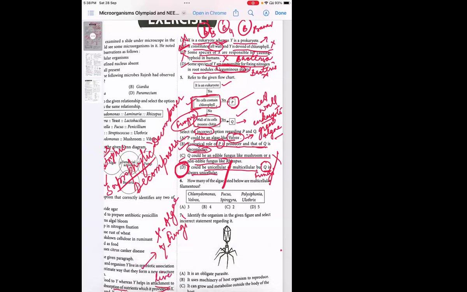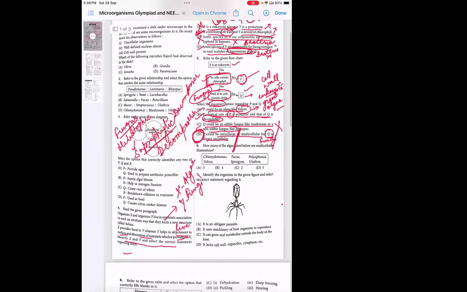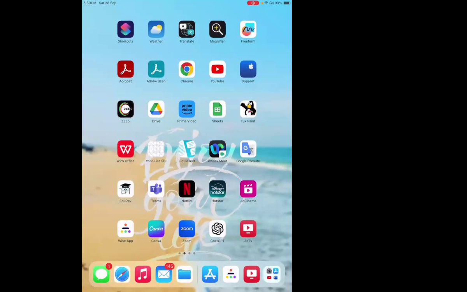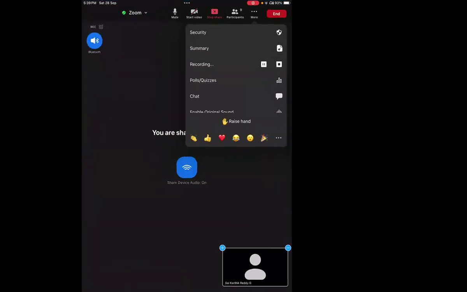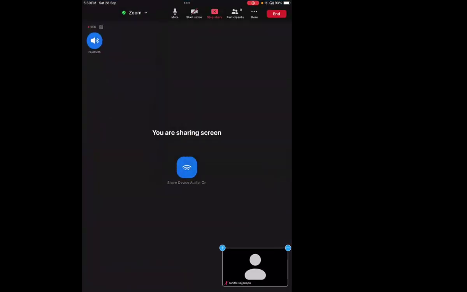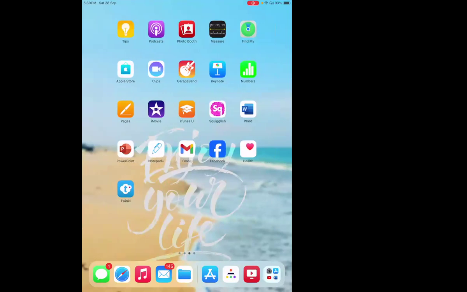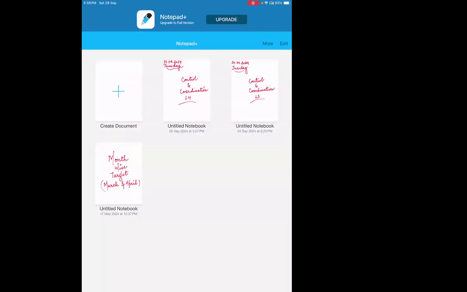Understood, children? Like this, each and every statement, one by one, you should work on, and then find out your correct answer. Clear? Yes, ma'am. Okay. Now a few things, children, you should know and we should write also. We will be writing a few words and names of microbes which are important for your NEET exam as well as your Olympiad exams. So let's write those words first.